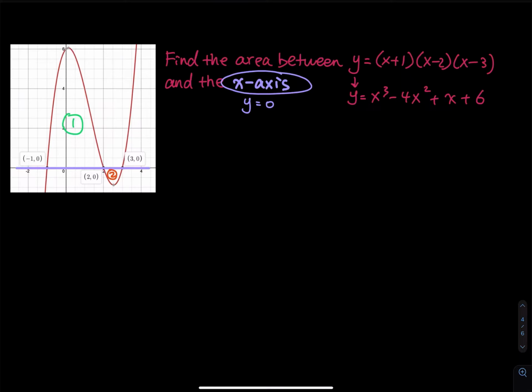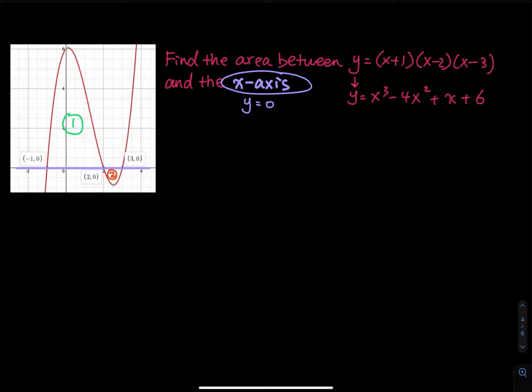Find the area between y equals (x + 1)(x - 2)(x - 3) and the x-axis. The x-axis means y equals 0, so I have a purple line on the x-axis. The area between these two functions. If you multiply all of this out, you will get a third degree polynomial, and this is the graph of the third degree polynomial.